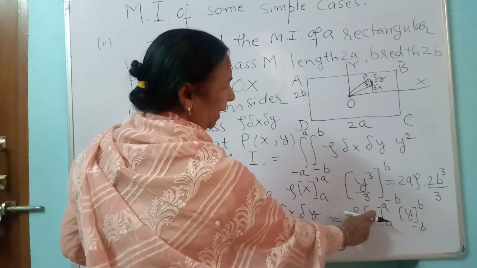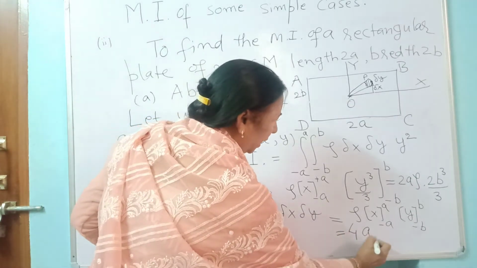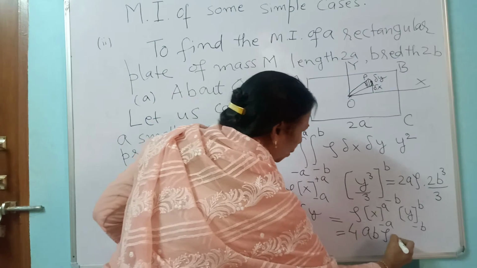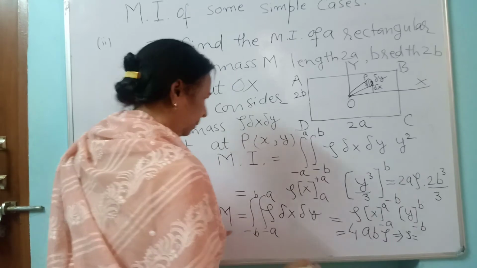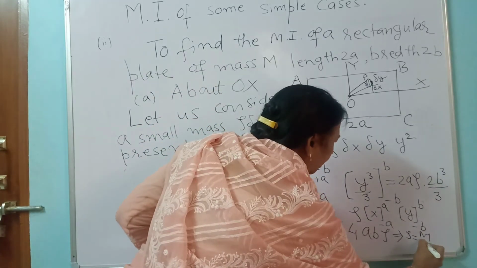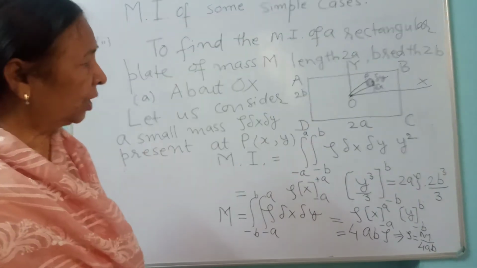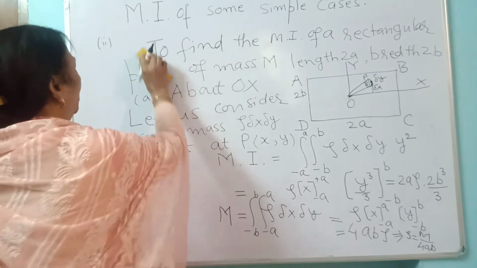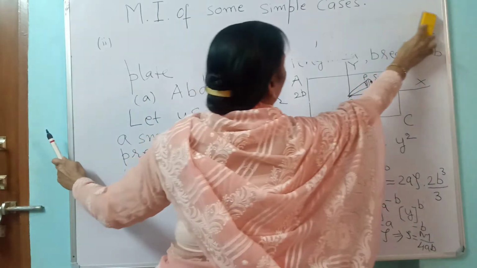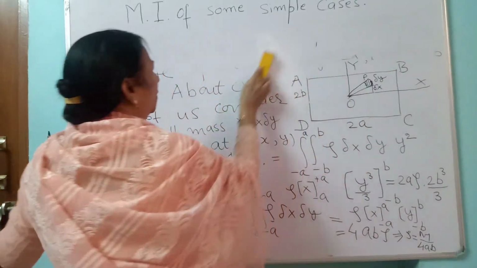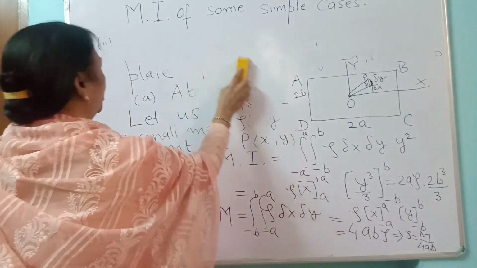So it will be 2a, it will be 2b, so altogether it will be 4ab and rho. So what does it mean? It means rho is M divided by 4ab. M divided by 4ab. So what next do you have to do? You have just to substitute this value of density in this equation. So let us do it.